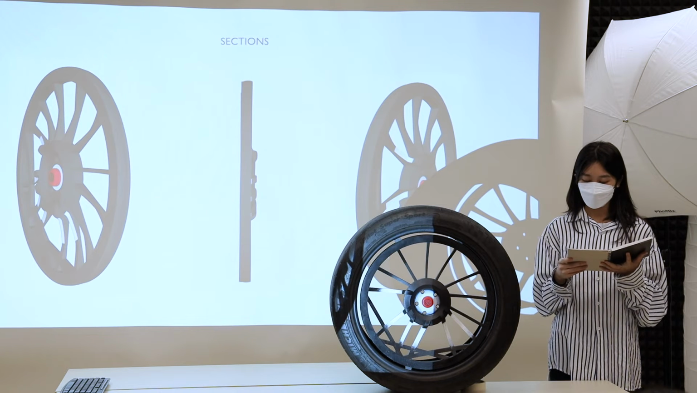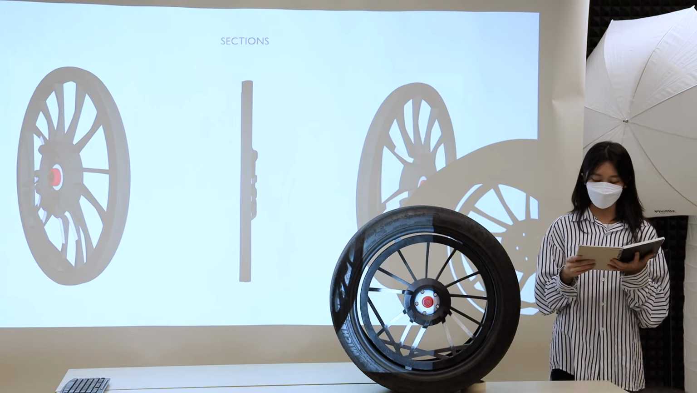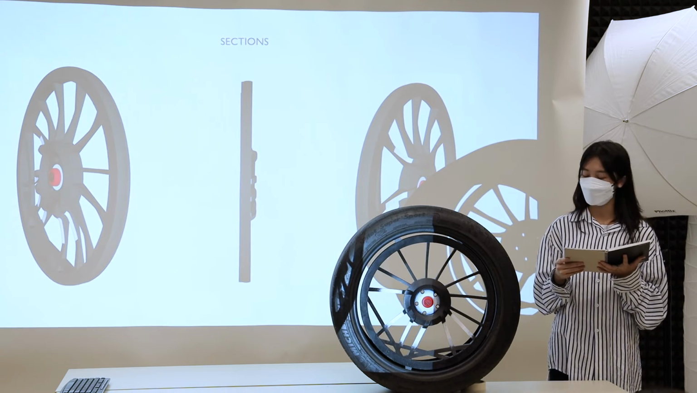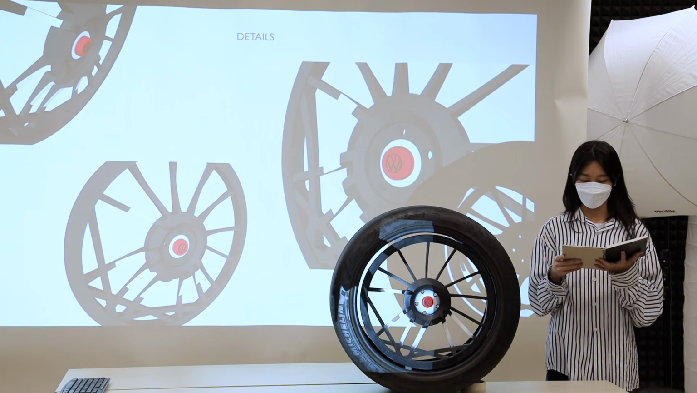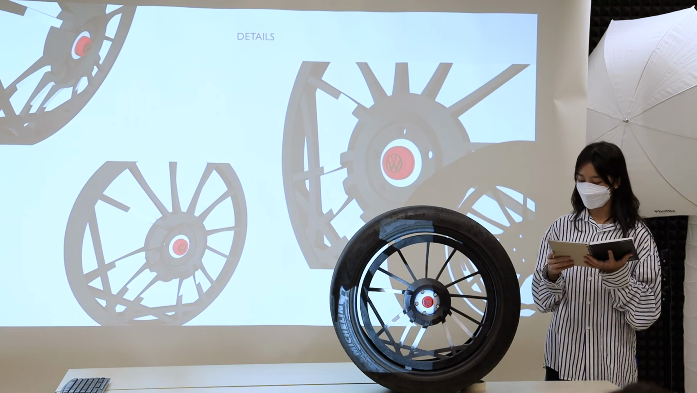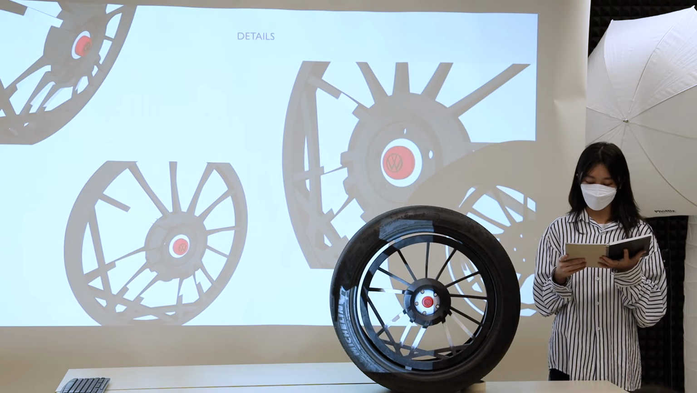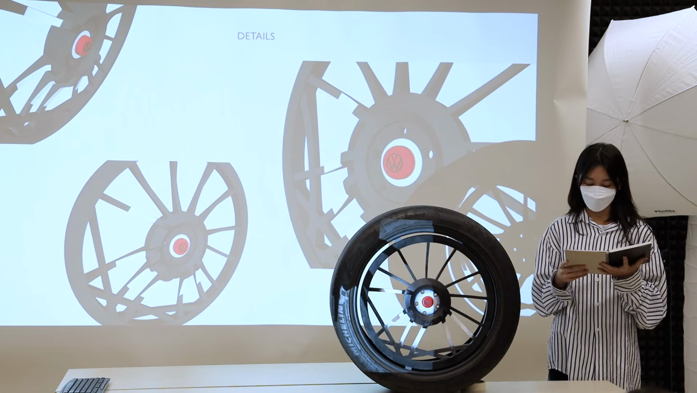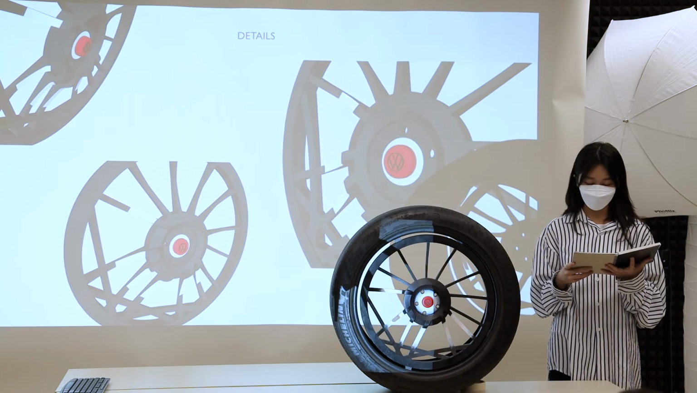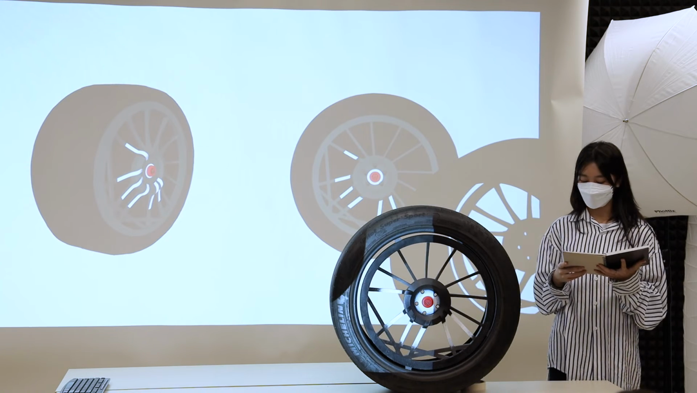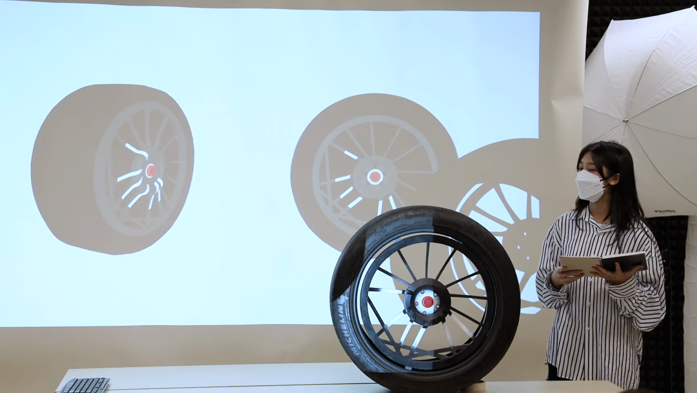And here are the sections. I created a visual effect of corrugation instead of flatness for the spokes. Next. Looking into the details, I use the color white to highlight parts of the spokes in the triangle combination to refer to the black and white flag in car racing. Next. And this is how it looks when the wheel is put into the tire.